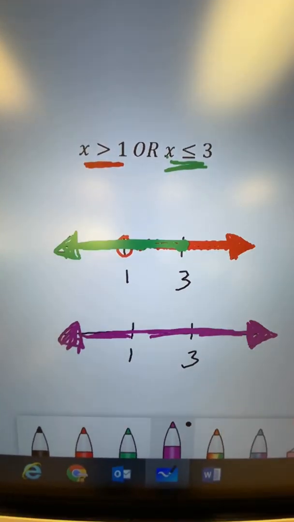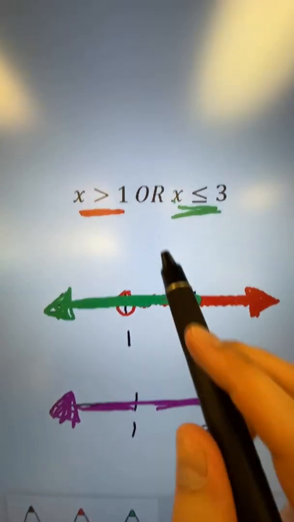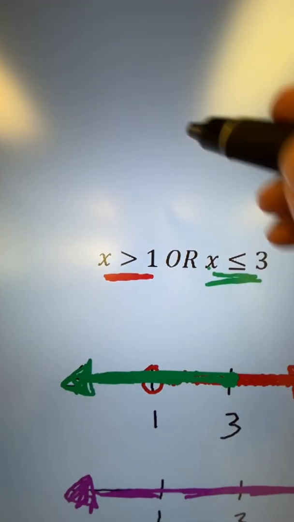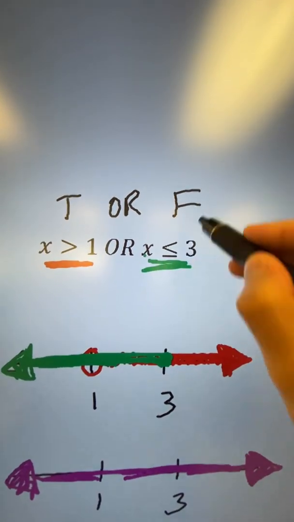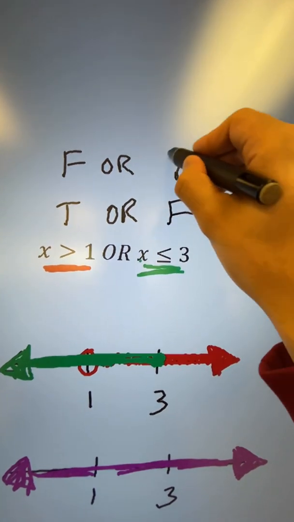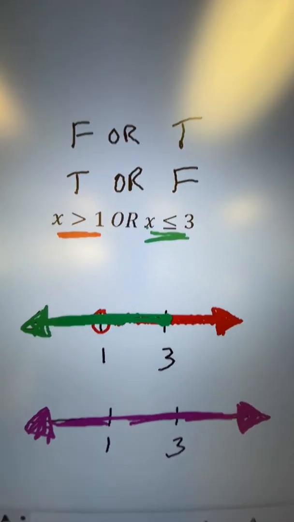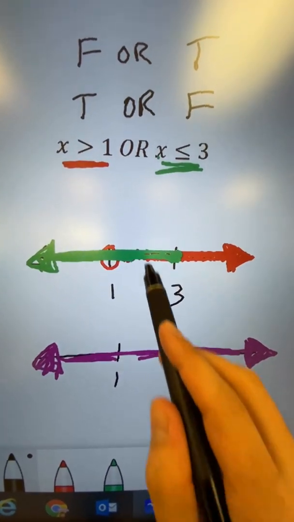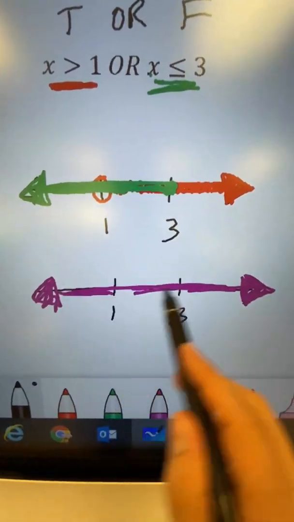So again, for or, you're looking at further, any number you pick has to be true for at least one. And here's an example of what I mean by the truth. It could be true for this one and false for that one, or it could be false for this one and true for this one. It has to be true for at least one of them. And you'll see that no matter what number you pick, it will always be true for at least one of these inequalities. So that's what this graph is letting us know.